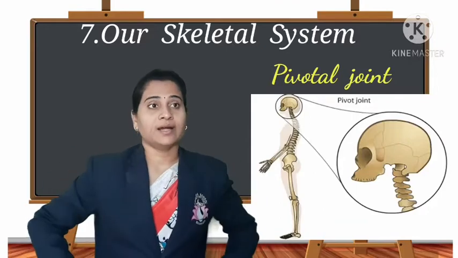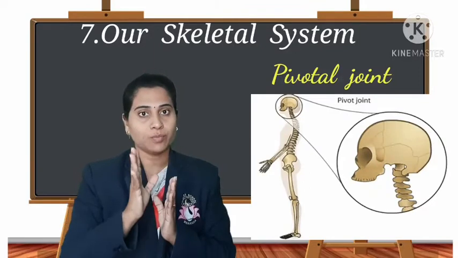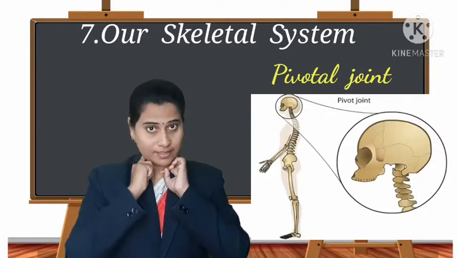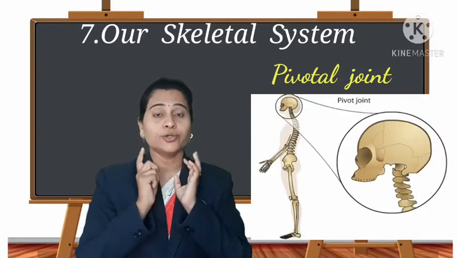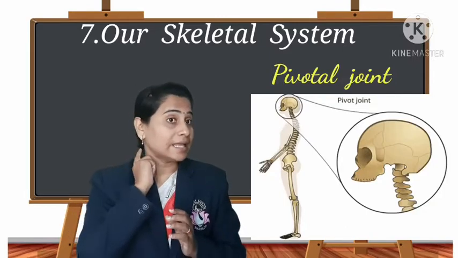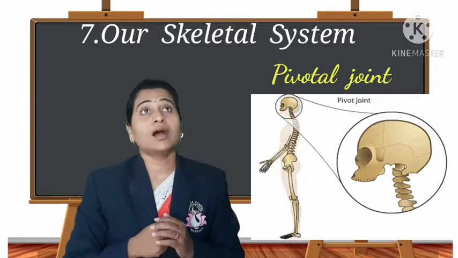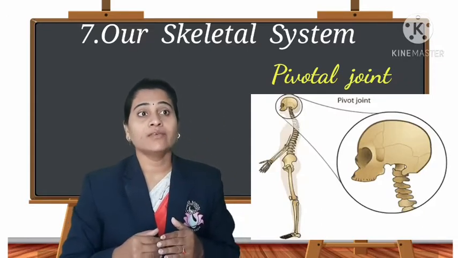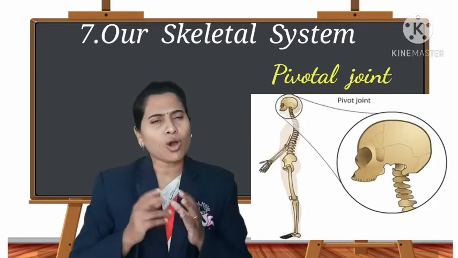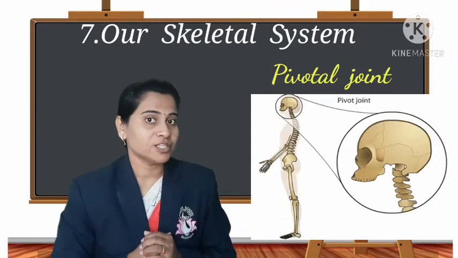Our vertebra and the skull form these pivotal joints. We are able to move our neck due to these pivotal joints. The pivotal joint in the neck allows us to move our neck sideways, up, down, and even rotate. All these movements of our neck are possible due to these pivotal joints.